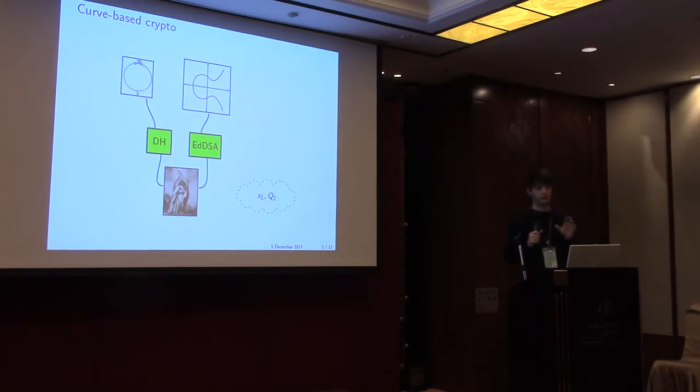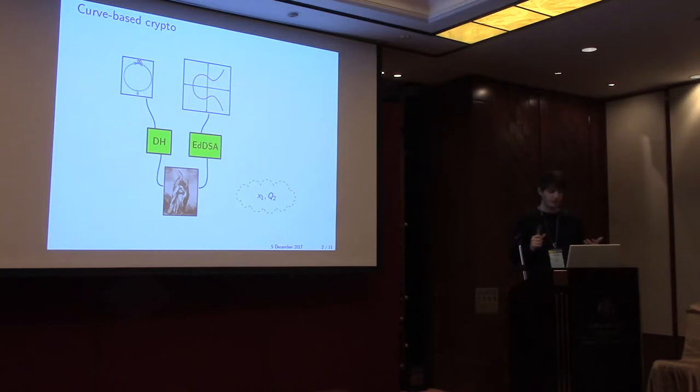Now, this setup has two main downsides, which I want to emphasize. The first is that using these two distinct objects from an implementation perspective is not ideal. These rely on different algorithms to do scalar multiplication. Maybe the best example is you have Curve25519 for Diffie-Hellman, and you have Ed25519 for your signature algorithm. These have different doubling routines, different addition routines, so you have to implement all of these, which adds some complexity to your scheme.